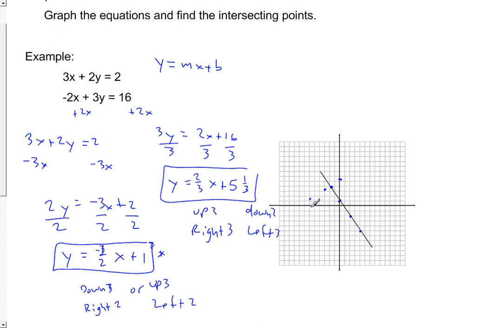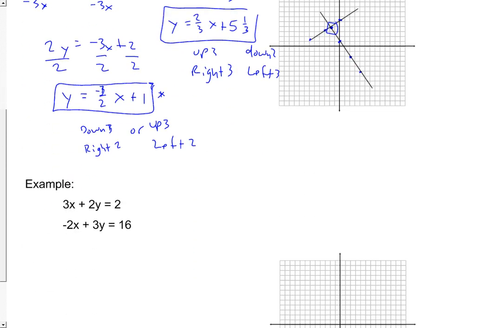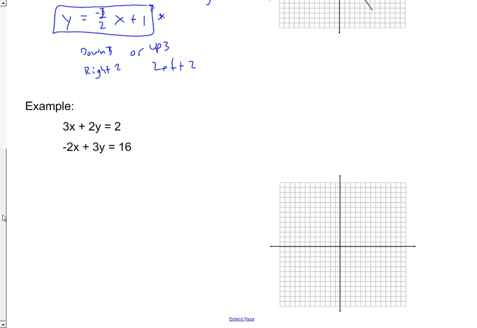And I can graph this line through these points, and it's a little bit off because of the 1/3, but you can see it's going through that point there. So I identify that point as (-2, 4), and that's my solution. So that's how you find your solution by graphing. I could also graph by using a table of values.